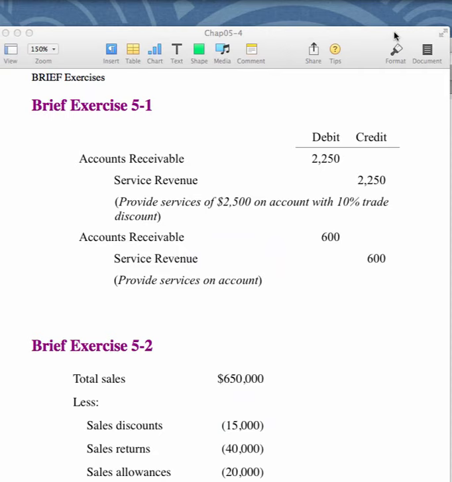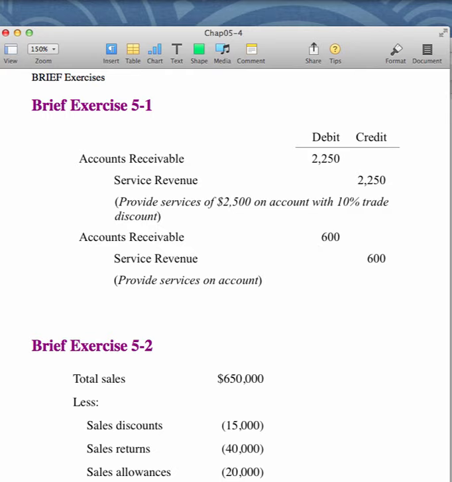Recording these two transactions, we can see that the $2,500 service is recorded as $2,250 because the 10% trade discount was taken right when we record the service revenue. And for Michael's, because the service was less than $1,000, service revenue is recorded at the full amount.